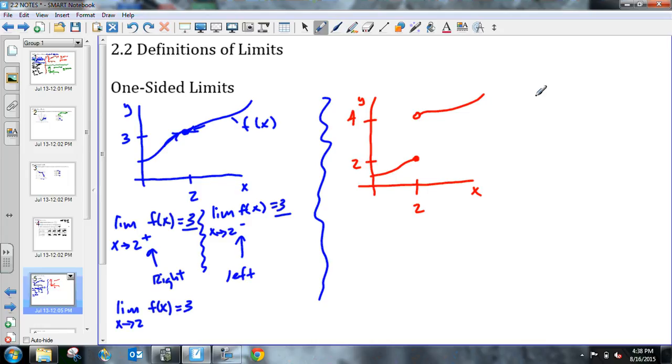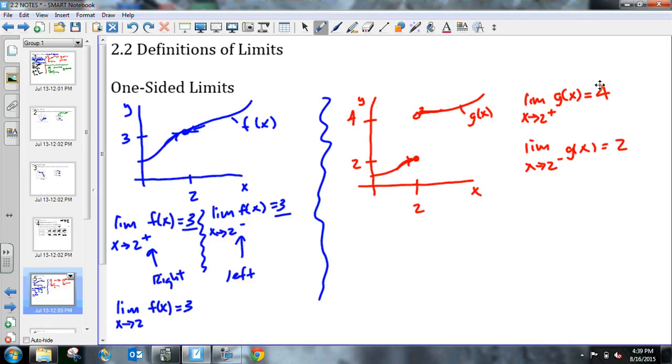Okay, so what I want to do is talk about the limit as x approaches 2 from the right. What's the right side limit doing? As I approach 2 from the right, what y value, I'm going to call this g of x, what y value am I approaching? The limit as x approaches 2 from the right, I'm approaching the y value of 4. So this is equal to 4, okay? Now, I could ask the other question and say, what's the limit as x approaches 2 from the left of g of x? What's going on as I approach from the left? What y value am I getting? Well, I'm getting a y value of 2, okay?